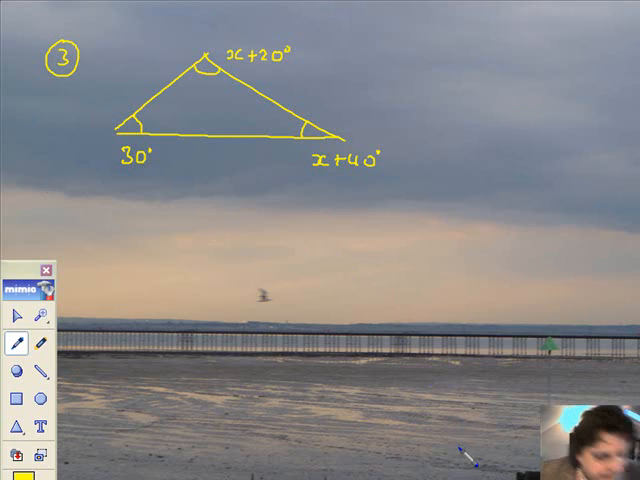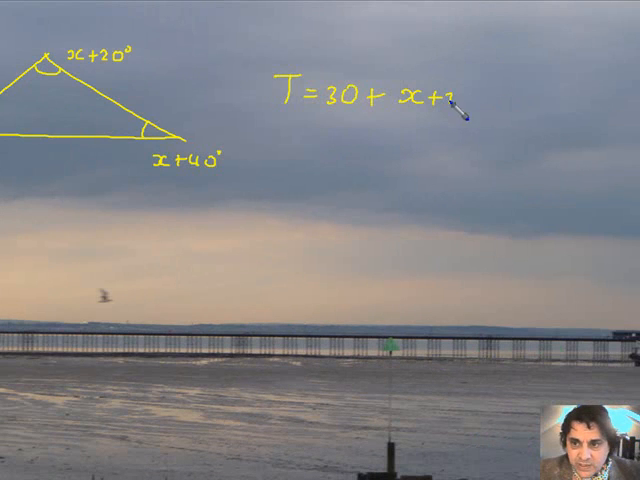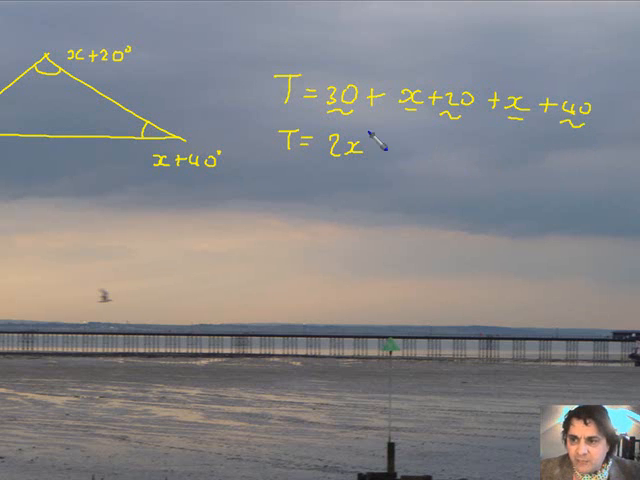Question 3. Find a formula for the total t of the angles in this triangle. Write your formula in its simplest form. Here's a formula. T for total angles is 30 plus x plus 20, plus that one, x plus 40. All together, t equals 2 x's, and then 30 plus 20 is 50, plus 40 comes to 90. So altogether I've got 2x plus 90 degrees.